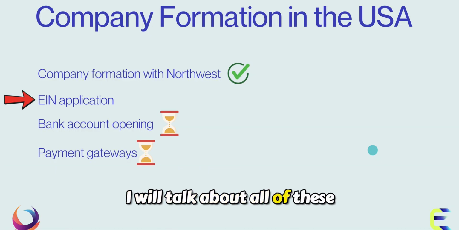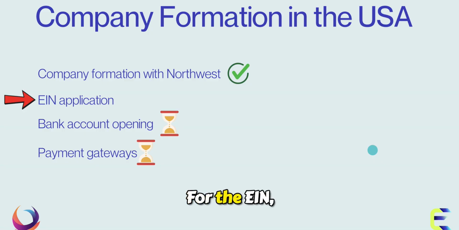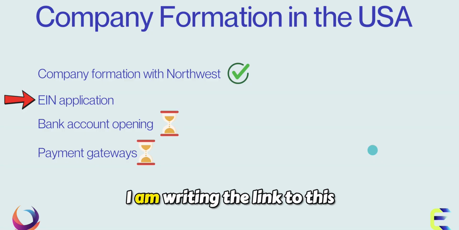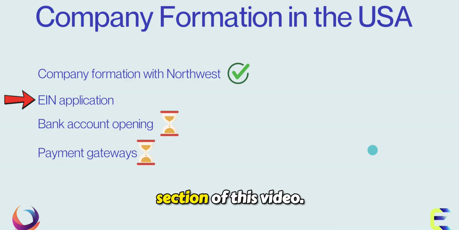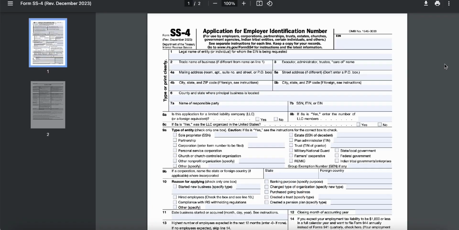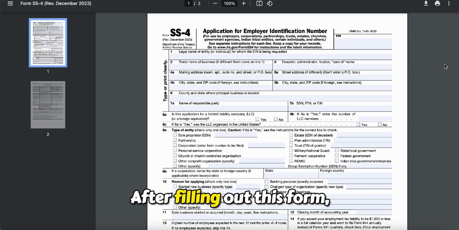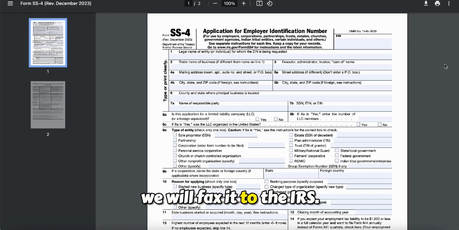I will talk about all of these step by step in this series. For the EIN, we first need to fill out a form like this. I am writing the link to this form in the description section of this video. This form is made in an editable PDF format. You can easily edit it. You just need to have any PDF viewer. After filling out this form, we will fax it to the IRS.